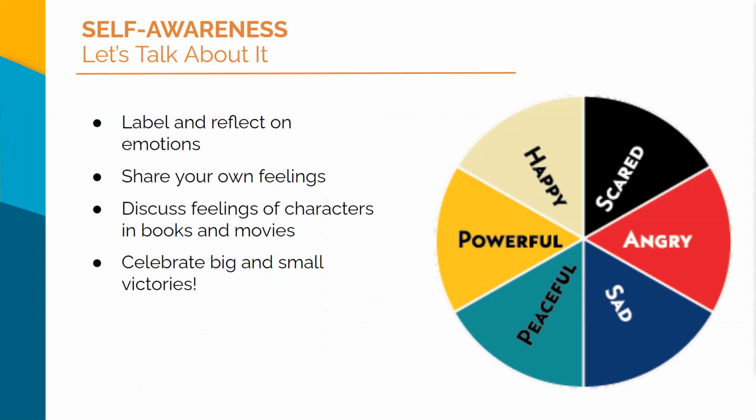To support children in developing self-awareness, here are a few strategies to start the conversation. Label and reflect on how your children might be feeling. For example, wow, you seem really happy to see your friend at the park this weekend. Feel free to share your own feelings with your child to help them understand that everyone experiences different emotions. When reading books or watching movies, pause and discuss how a character might be feeling. Share what you noticed about how the character spoke, looked, or said that made you pick a particular feeling. Make connections to similar situations in your own life.